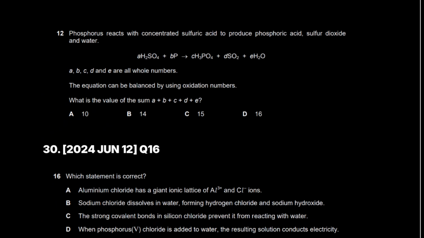This is interesting. Phosphorus reacts with concentrated sulfuric acid to produce phosphoric acid, sulfur dioxide, and water. A, B, C, D are all whole numbers. The equation can be balanced by using oxidation numbers. Obviously, it can be balanced by using oxidation numbers. You've given me the full equation. I can use oxidation numbers to balance it. What is the sum of A, B, C, D, E?